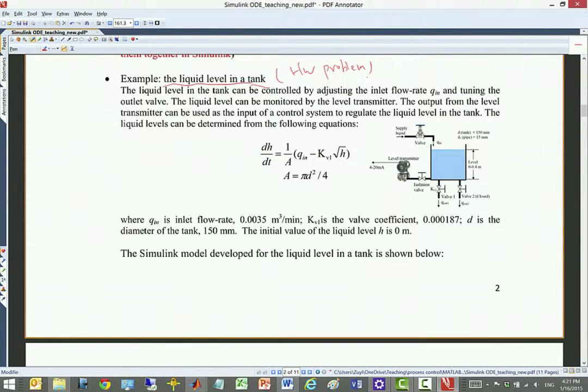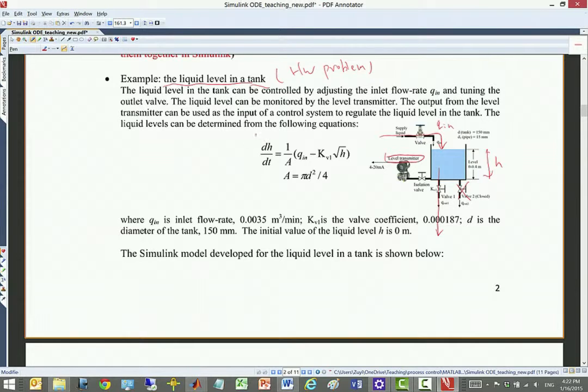So we want to control the liquid level H in the tank. This is H in the tank, and this is the flow into the system. The flow rate is Q in. This valve is closed. The liquid flows out through this valve. Flow in, flow out, and this is the level transmitter that measures the H value, right?